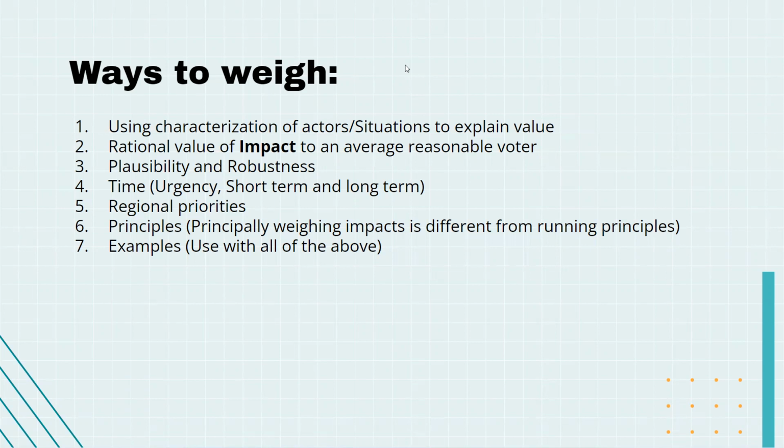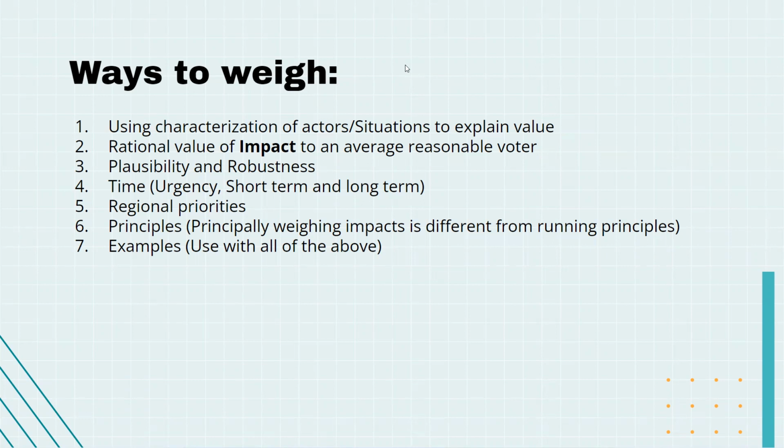The thing to note here is, principally weighing impacts is different from running principles as an argument. For example, in the stimulus debate, if side opposition says that if you give people a stimulus check, they'll just use that money to buy drugs, or they'll use that money for other purposes, right? Then you can say perhaps they might use that money for whatever they want, but on a principle, we need to ensure people have the agency to operate in life and make that choice themselves.